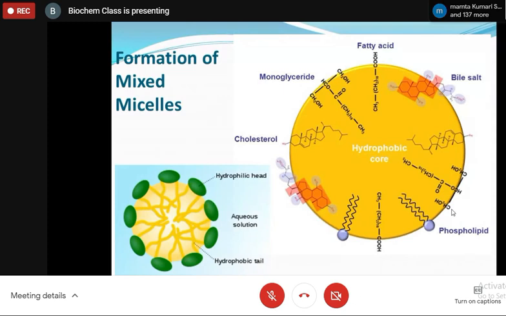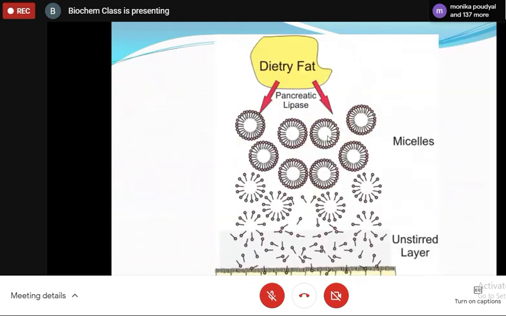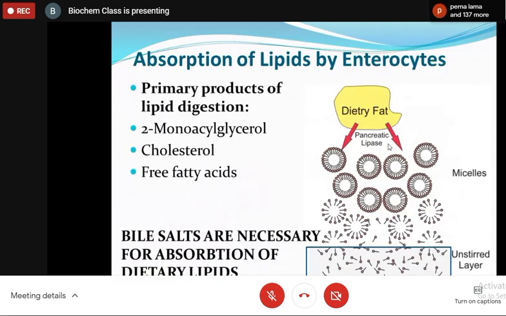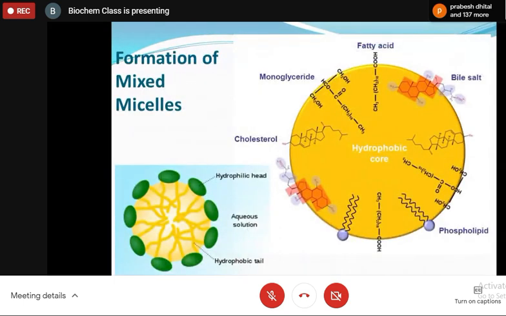of the enterocytes. With the help of bile salt, all these products of lipid digestion come together and make this mixed micelle where the core is hydrophobic and the surface is hydrophilic. This arrangement helps all the products to cross this water layer and get absorbed by the enterocyte, which is the site of absorption. So this is the importance of bile salts in the absorption process as well.